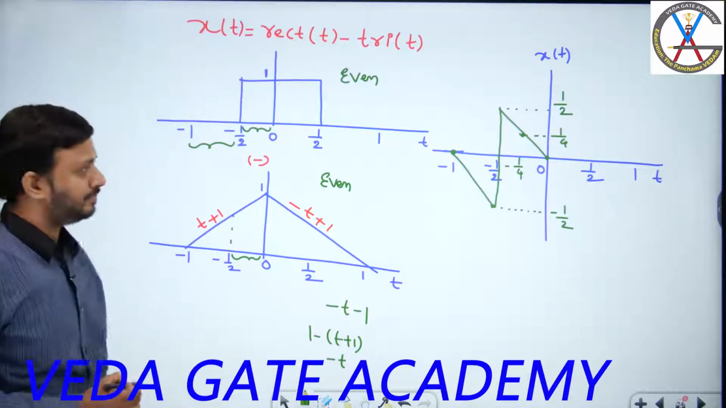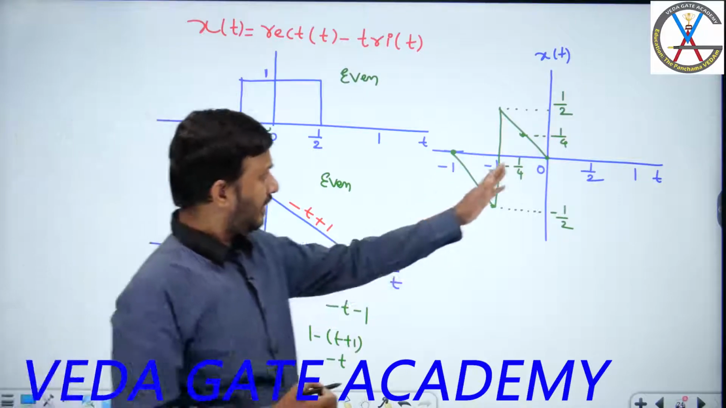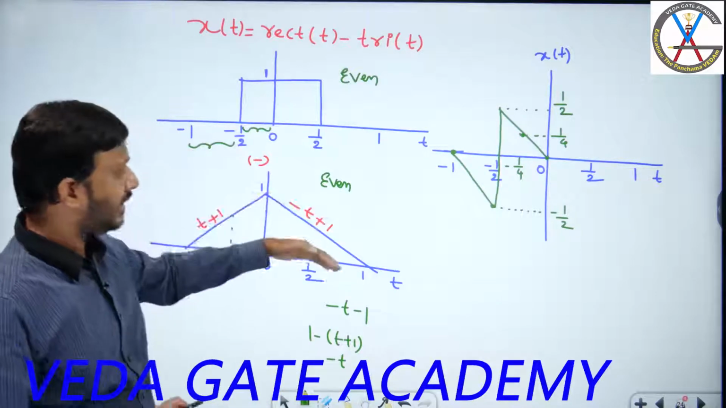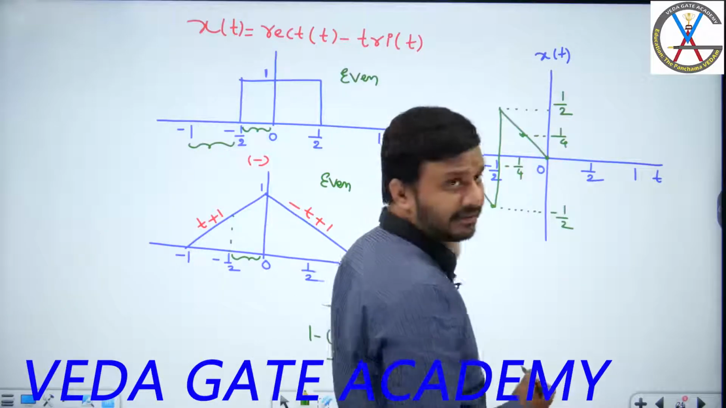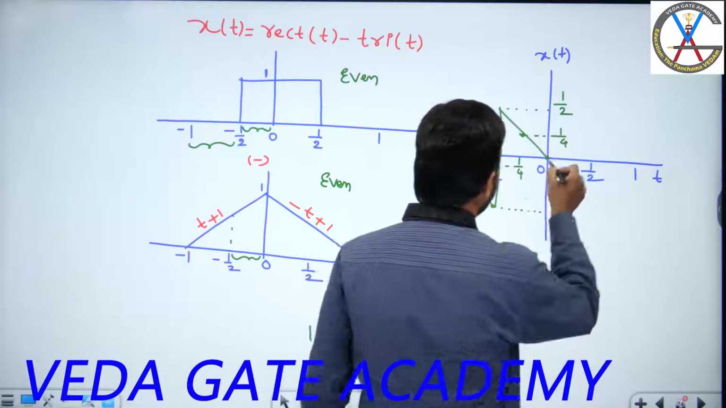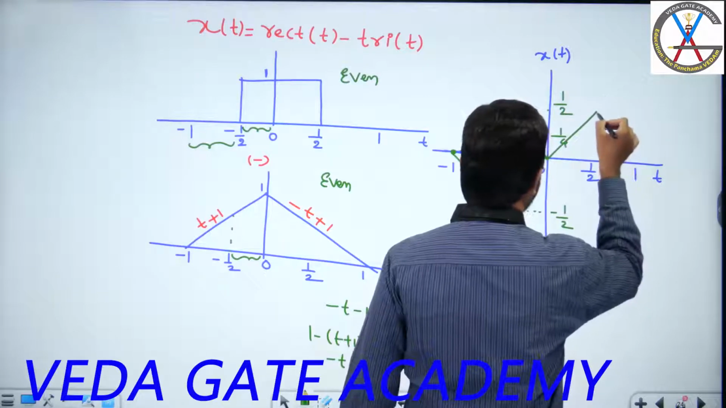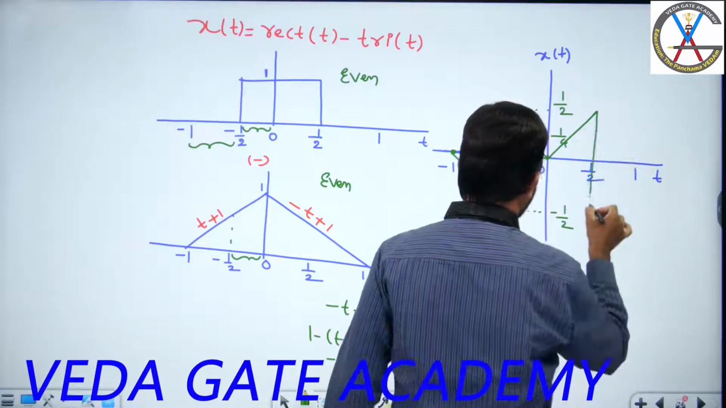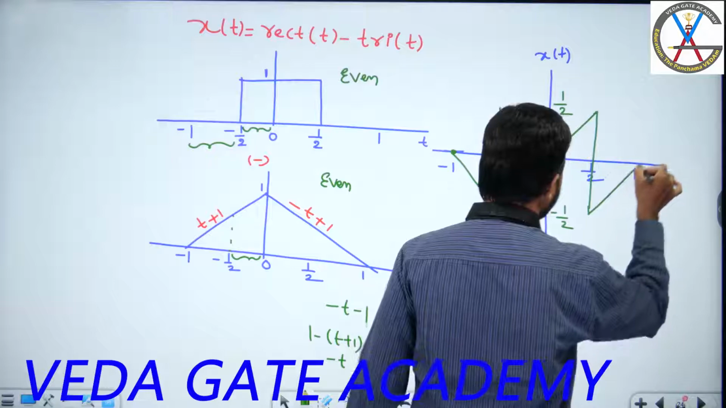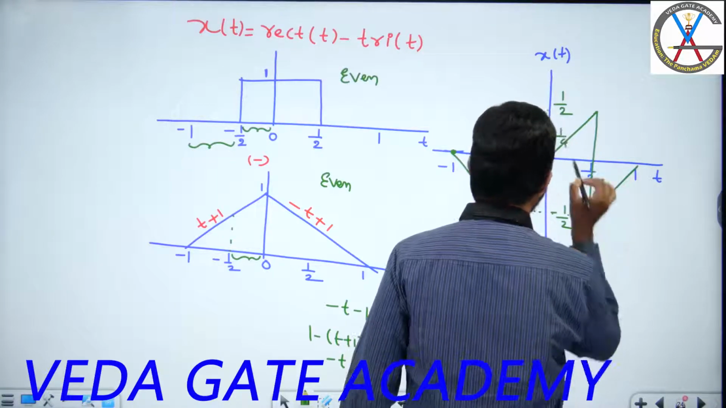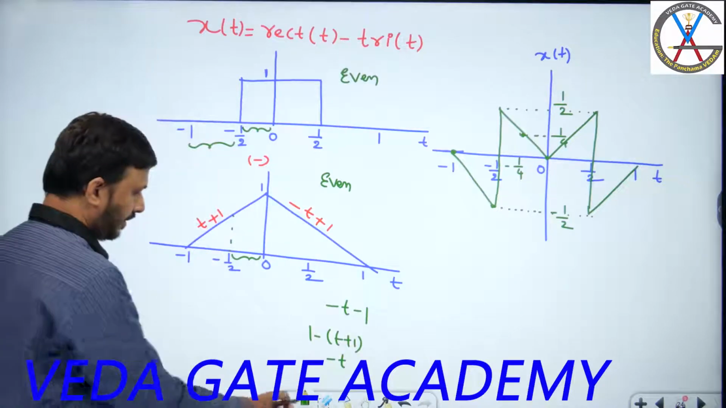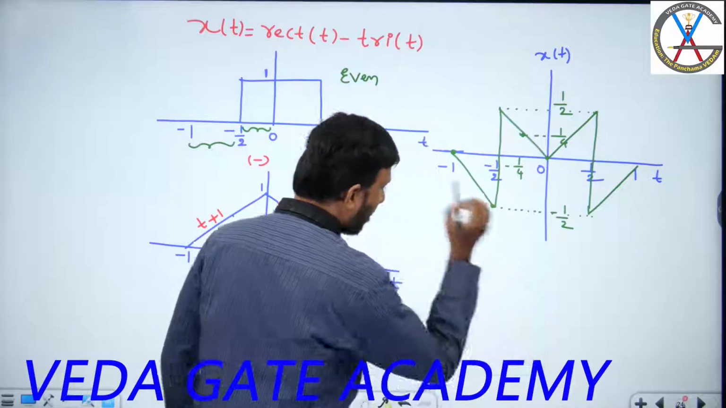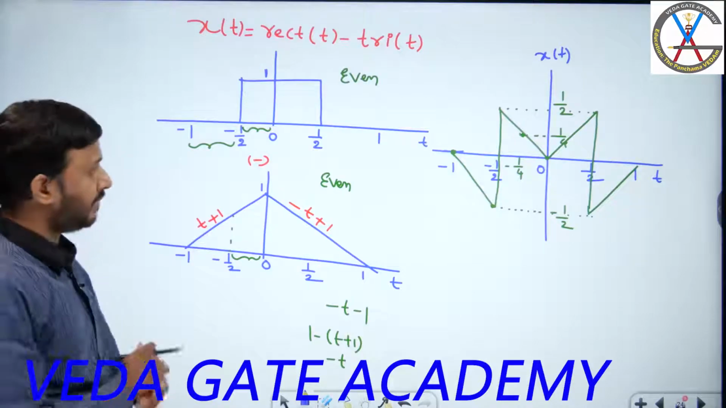now, if I subtract two even signals, the resulting signal will be an even signal, and I know the portion of the even signal for t less than 0. So immediately I can draw the portion of the signal for t greater than 0 with symmetry. This kind of shape. Hope you are all comfortable with this.